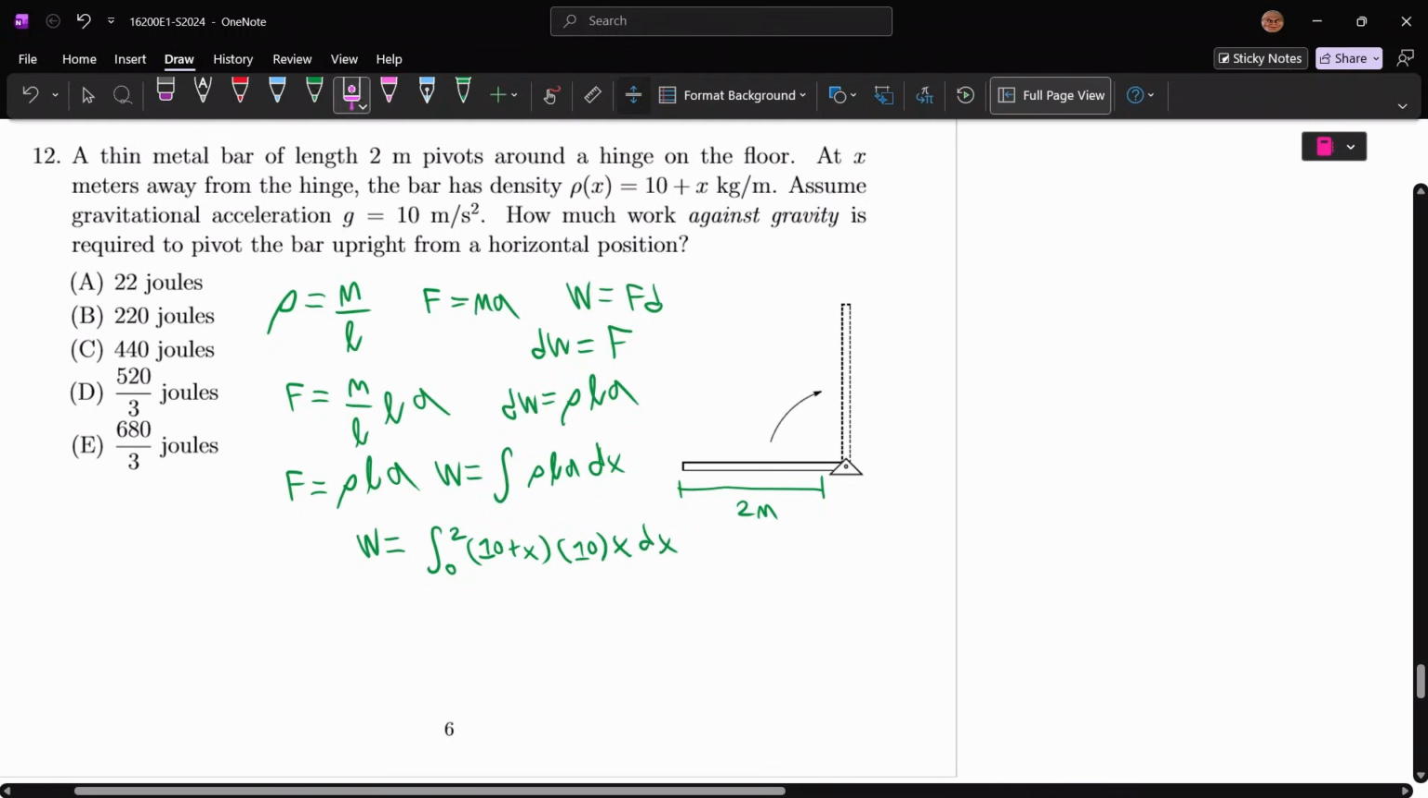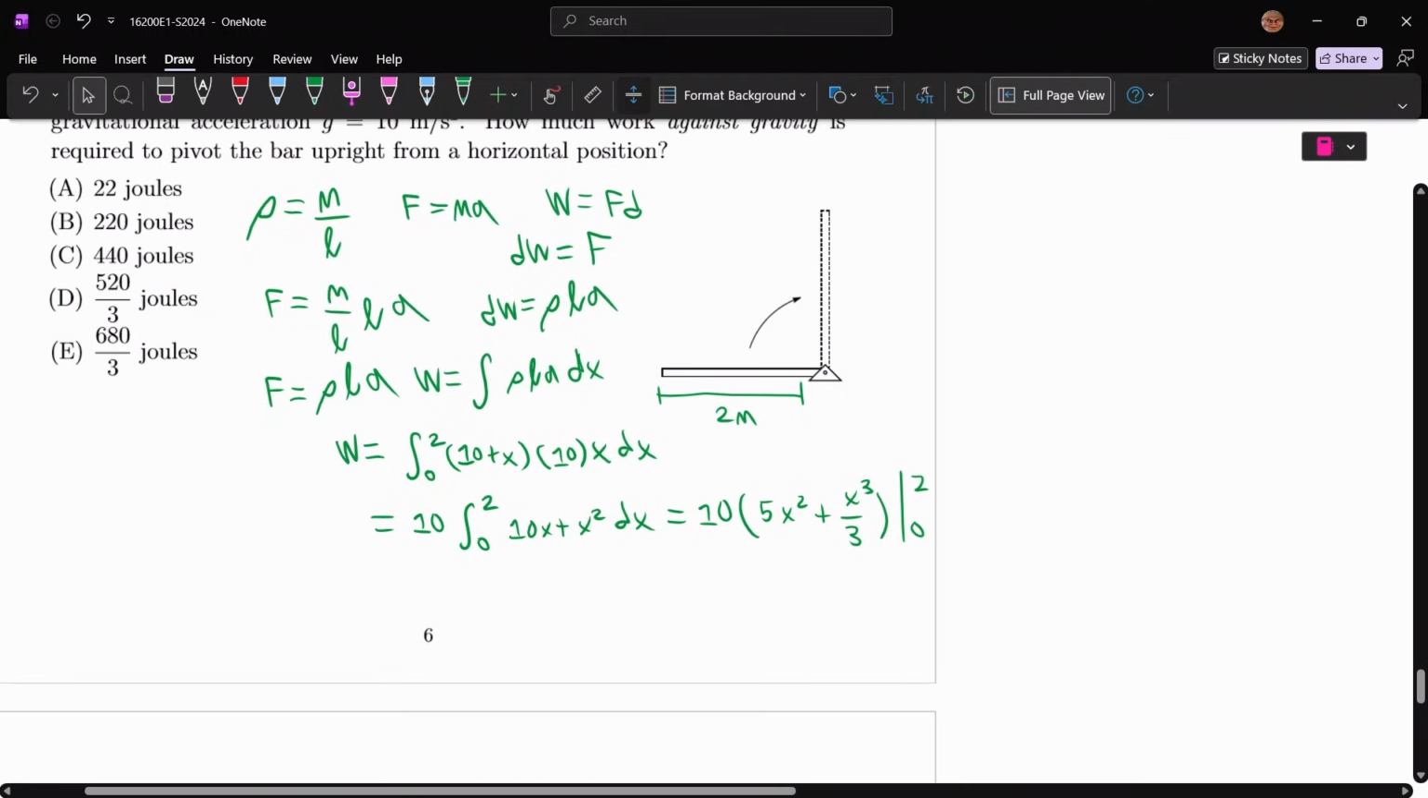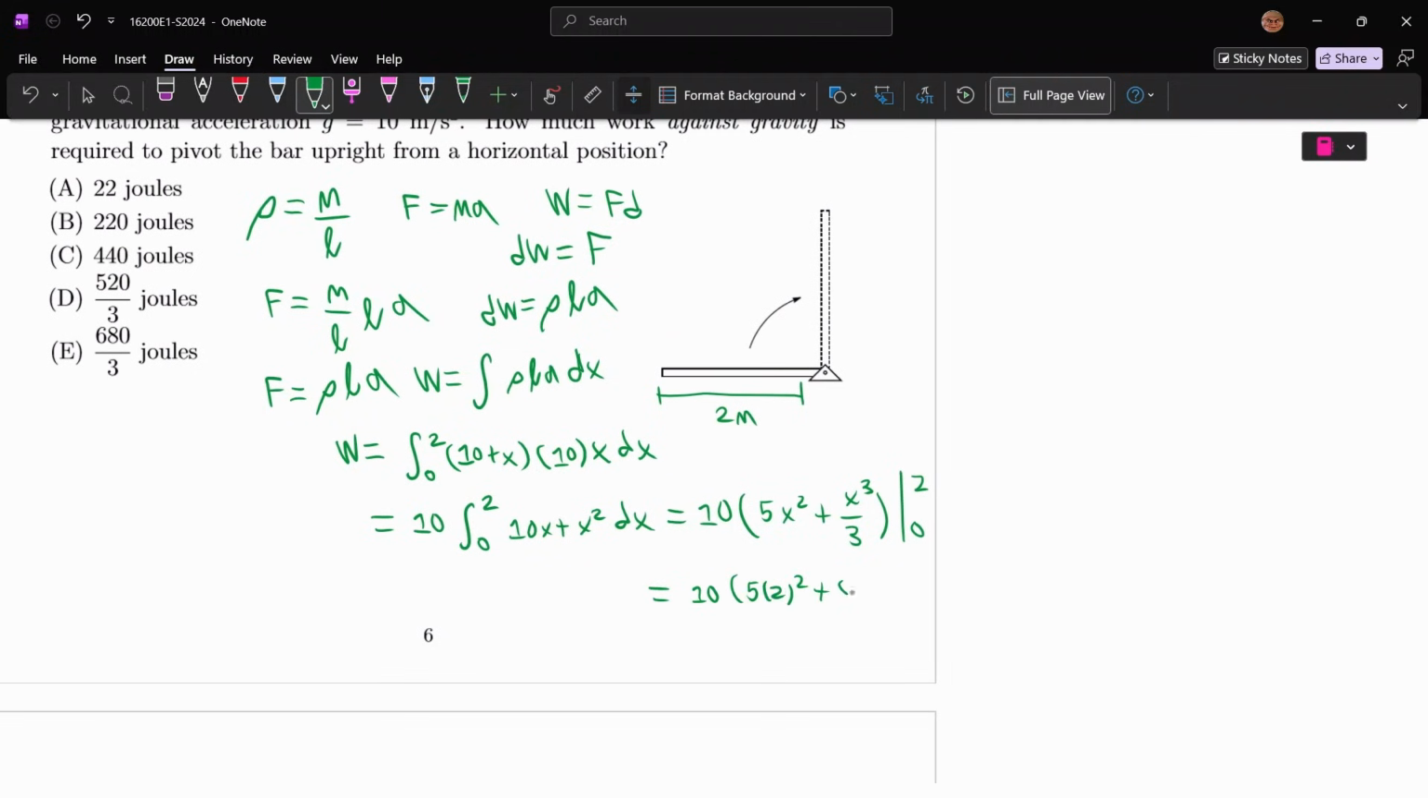So the first thing I'm going to do from here is take out this 10 because it's a constant. So we have a new thing that looks like this, simplified, where we have work is equal to 10 times the integral from 0 to 2 of 10x plus x squared. And then I also distributed this x into this term. And then from here, this is going to become 10 times 5x squared plus x cubed over 3, evaluated from 0 to 2. Plugging in the boundaries, you should end up with 10 times 5 times 2 squared plus 2 cubed over 3 minus 0 because the lower boundary is just 0.